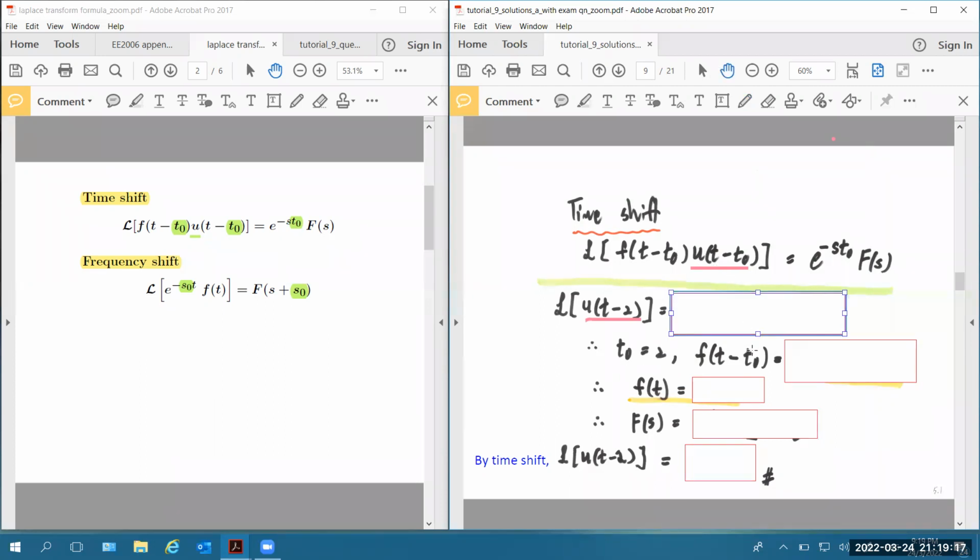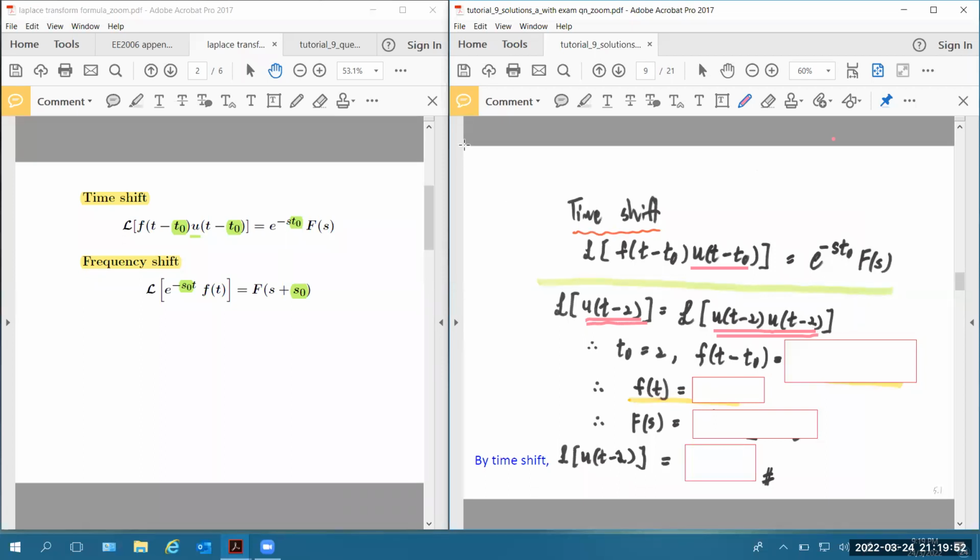You may not realize this. How many of you realize that u(t minus 2) is u(t minus 2) times u(t minus 2)? How many of you know this? Do you all know this? Probably now you know that this one is equal to this times this. Do you know why? Because u equals u times u.